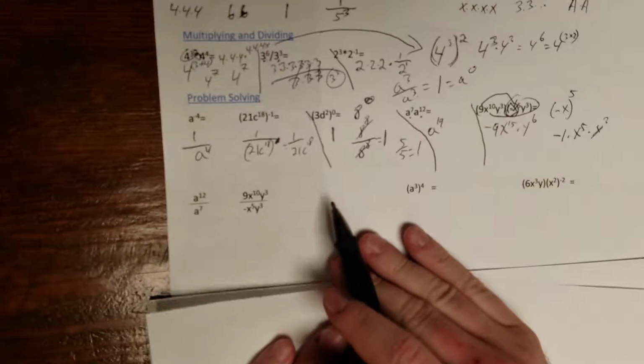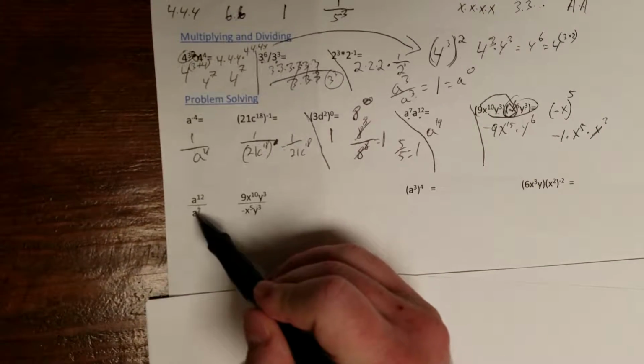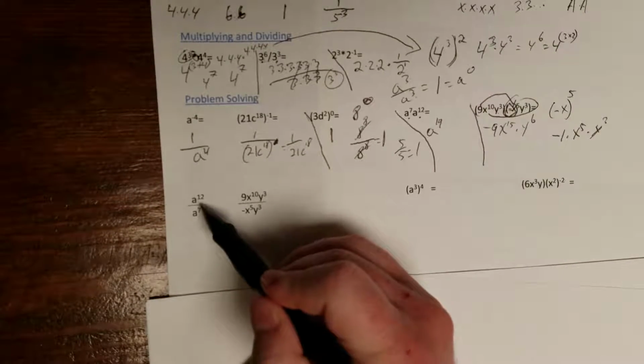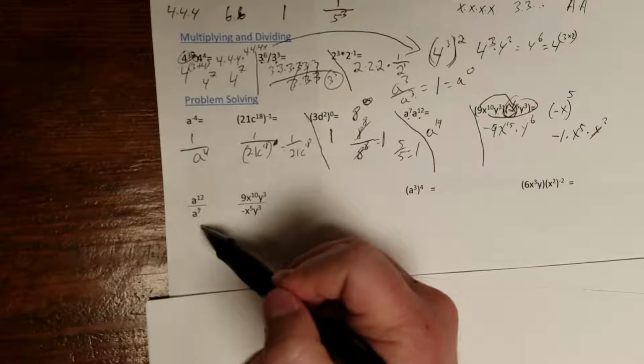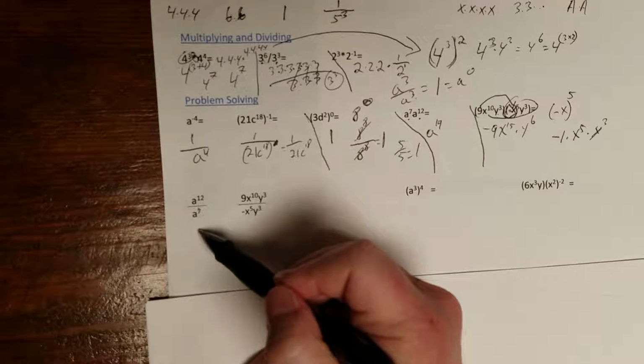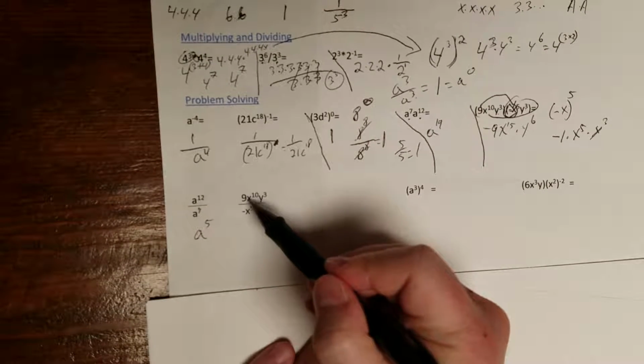Okay, let's do the last line quickly. So we have a division here. So 12 a's and 7 a's. You're going to have 5 of them cancel out, but again, you just do 12 minus 7, you'll have a to the fifth.